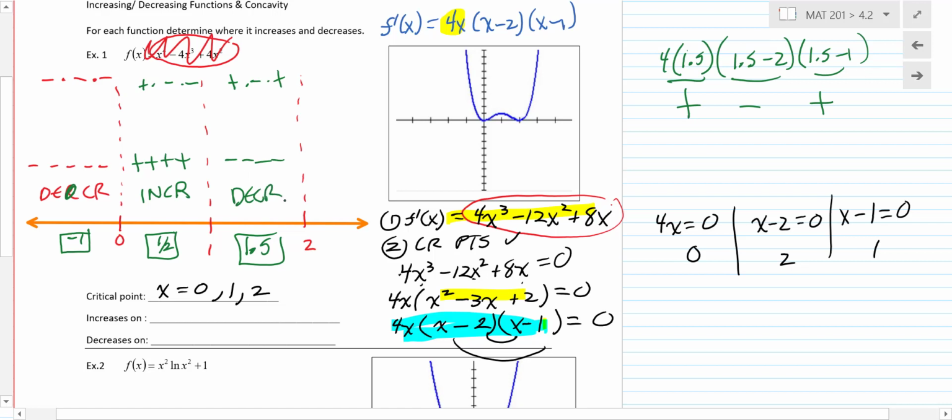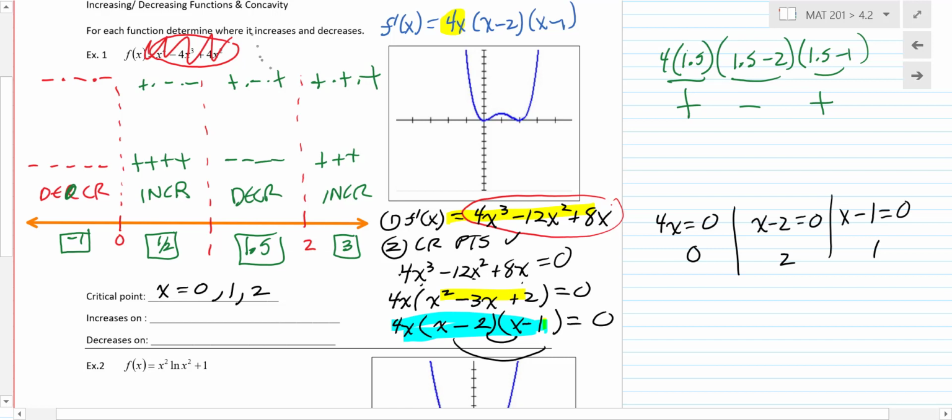And what would happen if you did the last one? If you used a test point like 3, you would end up with all positives, if you go through the details. So you'd be back to increasing. Does everybody understand what I'm doing? I'm getting those results. It doesn't matter what the test point is, as long as it's within the interval.